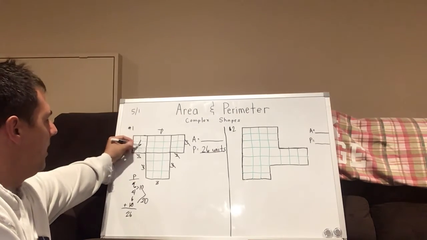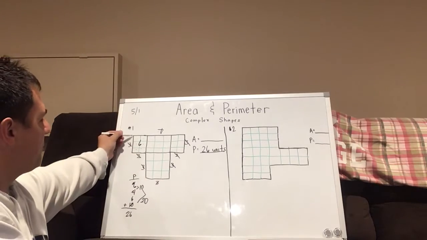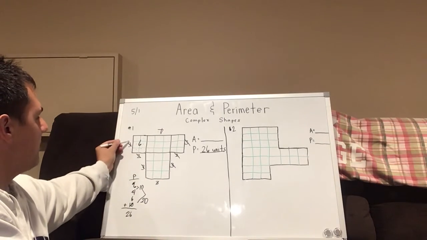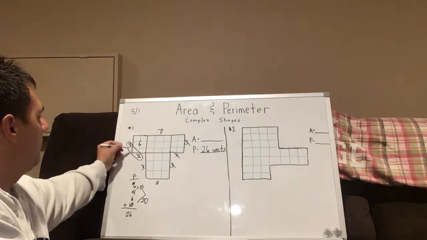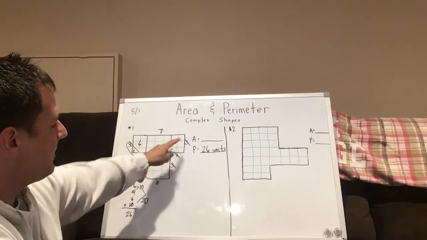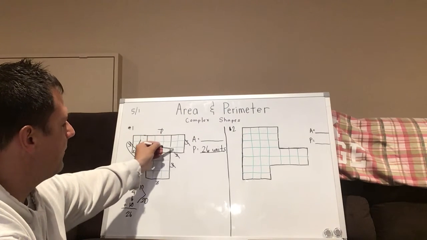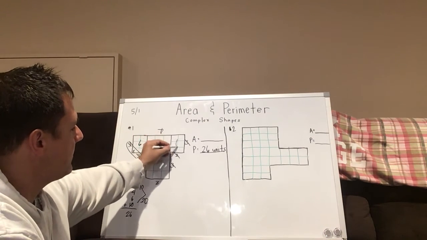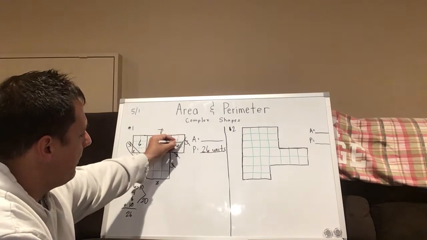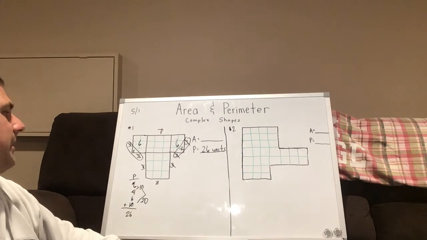6 units. And if you remember our formula, length times width, I could also multiply the 3 times the 2, and that would get me 6. I'm going to jump over to this side and do the same thing. 1, 2, 3, 4, 5, 6. So I know this is 6. And also my formula, 3 times 2 is 6.